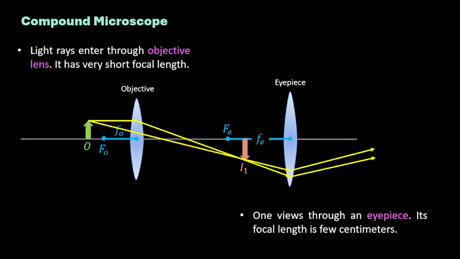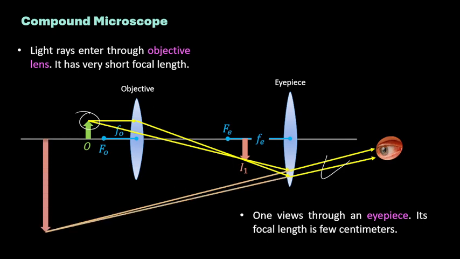Finally, we view from this position. The light rays enter our eye from a direction different from the direction in which they were actually emitted from the top of the object. If we produce these light rays backward, they meet at this point. The point where these light rays meet represents the point where the image of the top of the object is seen. So the image of the top of the object is eventually seen at this point, which is further below than the top of this image.